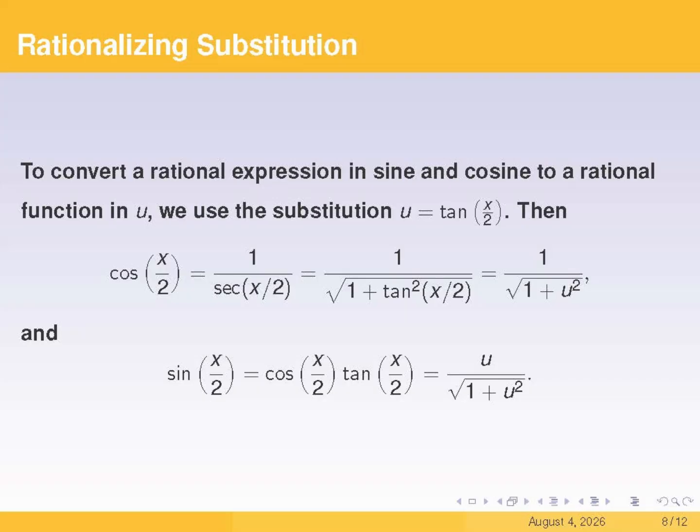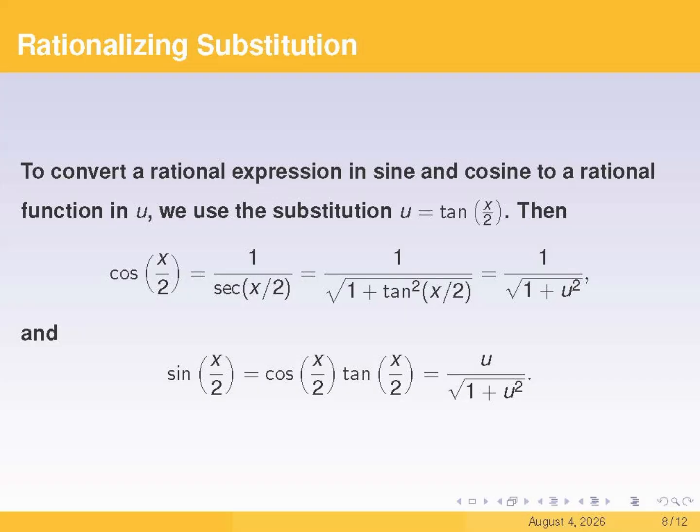This screen illustrates how to convert a rational function involving sine and cosine functions into a rational function in terms of u. We will use the half-angle substitution. First, set u equals tangent of x over 2, as shown on line 2. On the third line, the first equality follows from the reciprocal relationship between the cosine and secant functions. The second equality is obtained using the identity secant squared x equals 1 plus tangent squared x. The final equality is reached simply by substituting u equals tangent of x over 2.